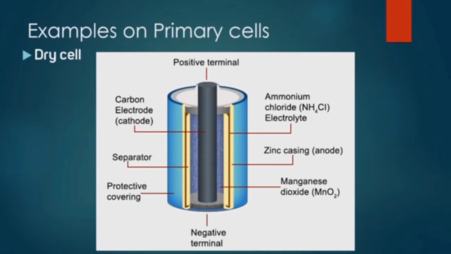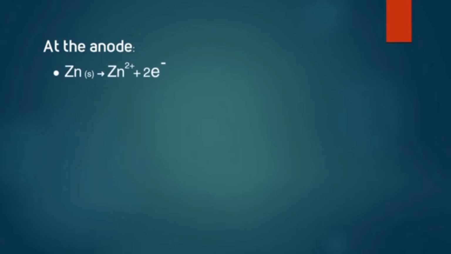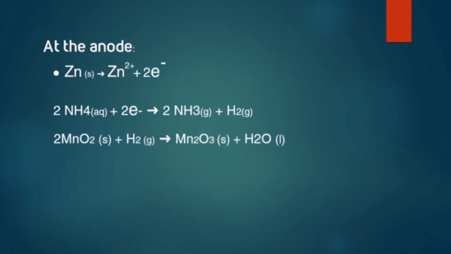Every portion of the battery device has chemical reactions occurring within. While a reduction reaction occurs at the carbon electrode, oxidation proceeds at the zinc casing, which is the anode. The chemical reactions that define the entire energy process are as follows. At the anode, zinc loses 2 electrons and is converted into zinc 2+ ion. The ammonium ion from ammonium chloride reacts with the 2 electrons to produce ammonia and hydrogen gas. The manganese dioxide near the cathode reacts with the hydrogen gas liberated to form manganese(III) oxide and water.